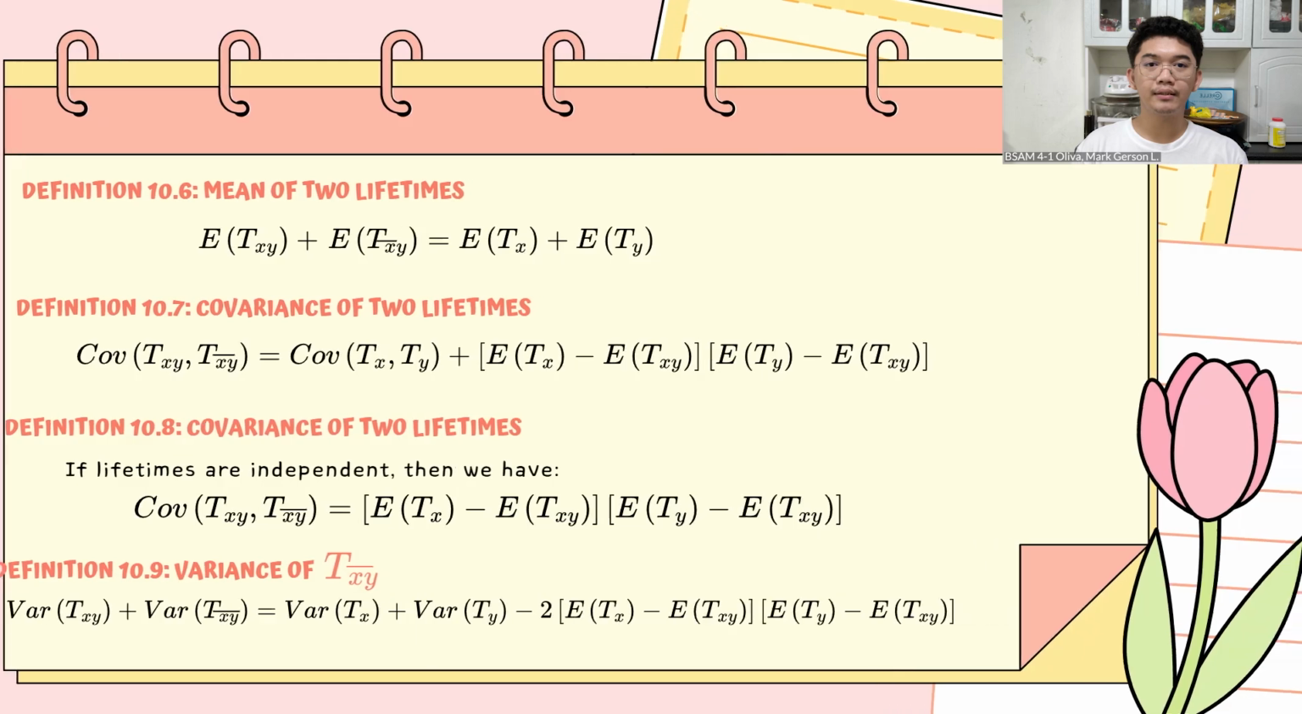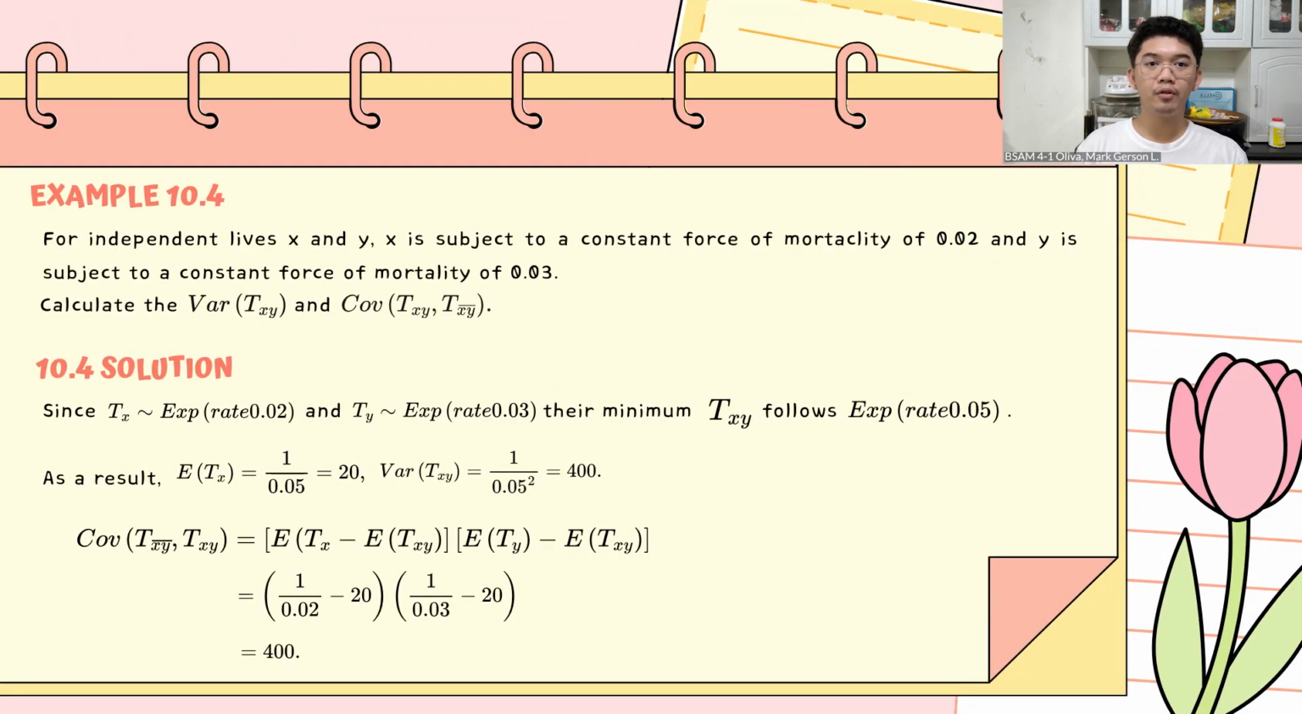Let's solve for the variance and covariance of the minimum lifetime when two independent lives are subject to constant mortality rates.